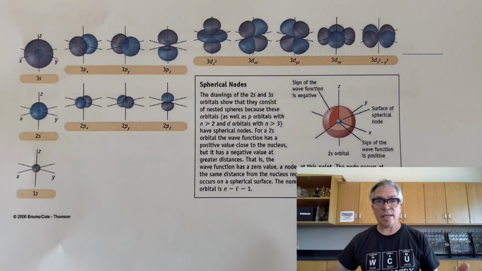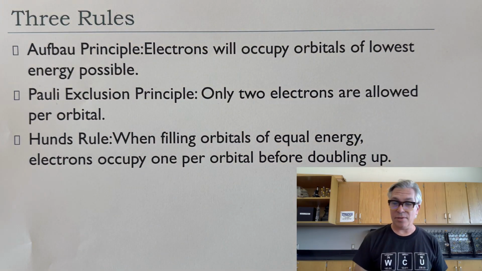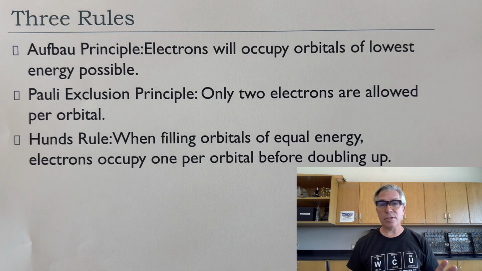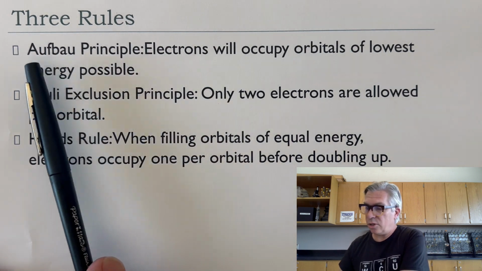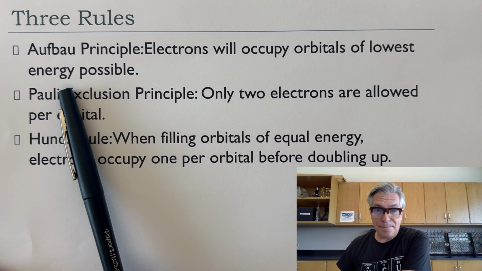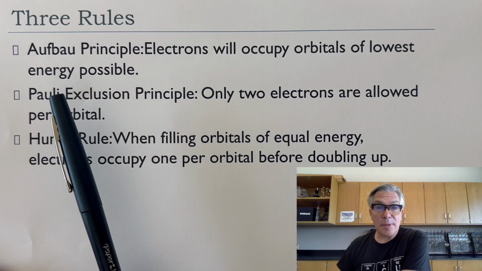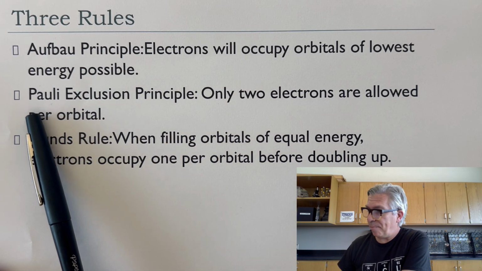Where are they going to live? Where are they going to hang out? Well, they are going to follow rules. This is the predictable part of electrons. And the three rules go like this. Aufbau principle, which is a German word. Electrons will occupy orbitals of lowest energy possible. So they're going to get as close to the nucleus as they can, unless space runs out, which is where we get to the next part.